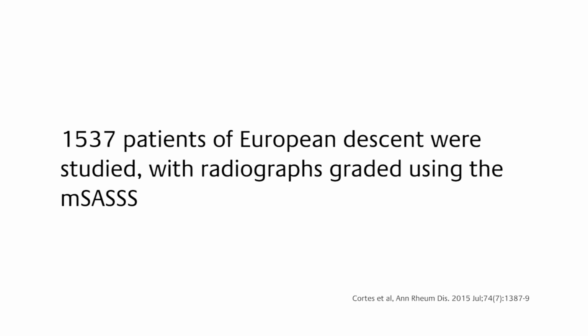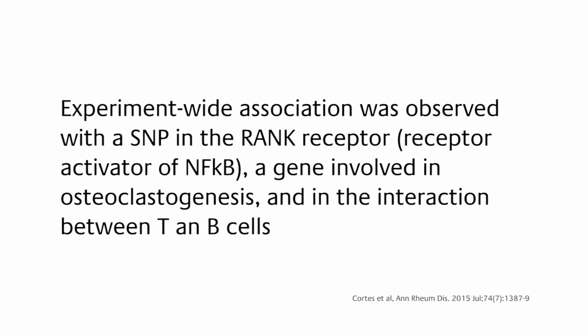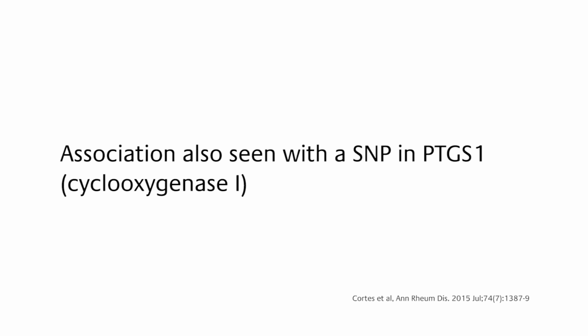For example, this is a study that we published last year, where we looked at 1,500 patients with AS, and we found two genes that were associated with greater likelihood of the spine going on to fuse on X-ray. One's called RANK ligand, where those of you with osteoporosis know that's a very important target for some of the osteoporosis drugs. And another's called cyclooxygenase 1.